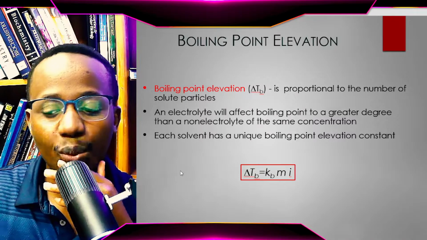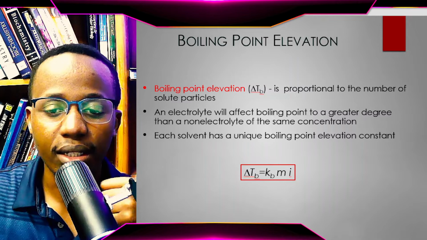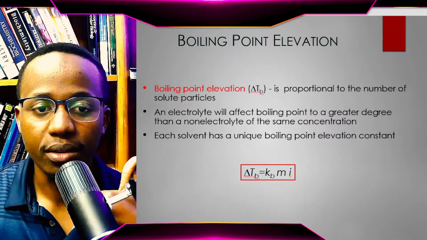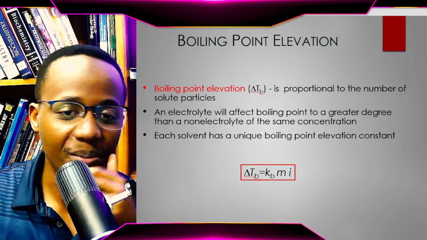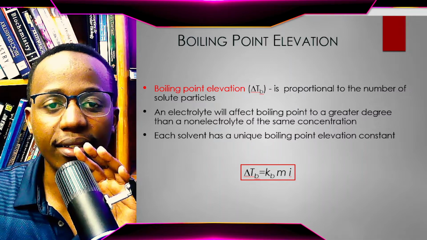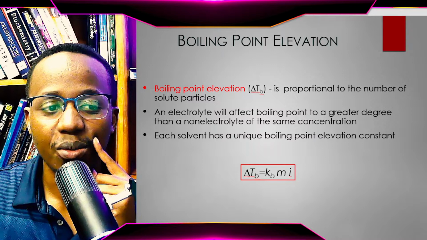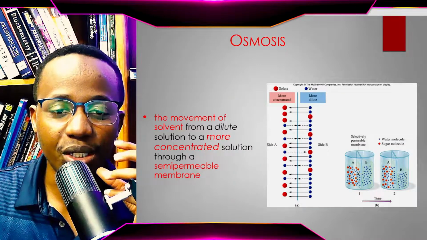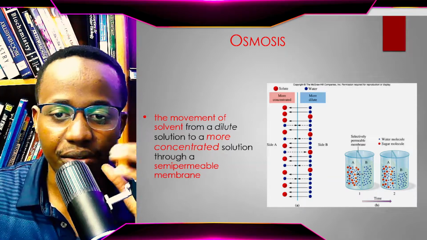Let's look at one last colligative property. So we've already looked at vapor pressure, we looked at boiling point, we looked at freezing point. Now let's look at one last thing that changes when we change the concentration. We call it osmosis. You probably have heard osmosis before, but if you haven't heard of it, it's very cool.